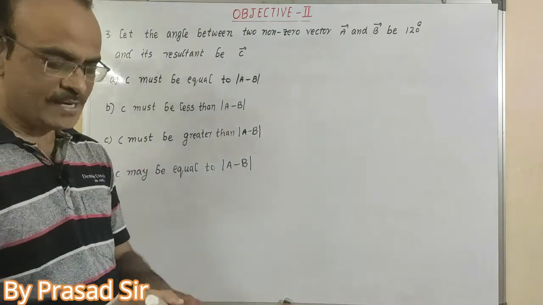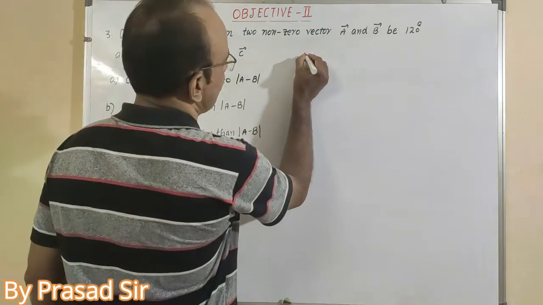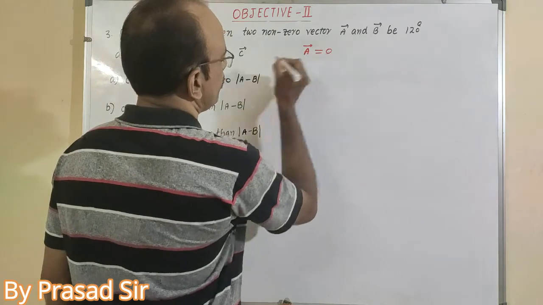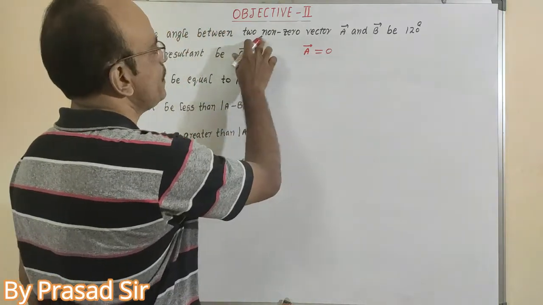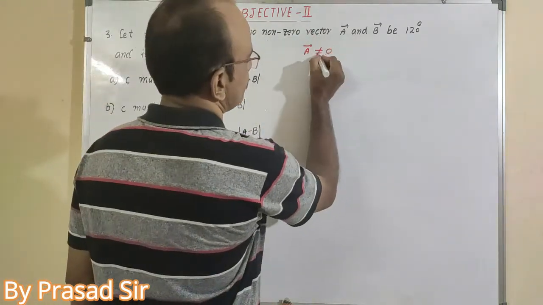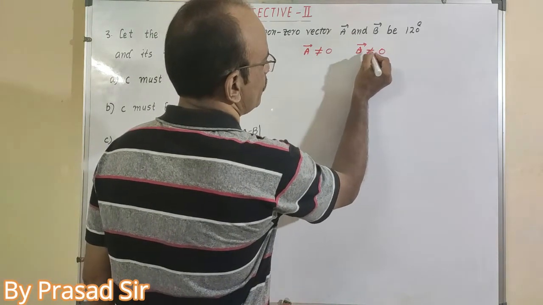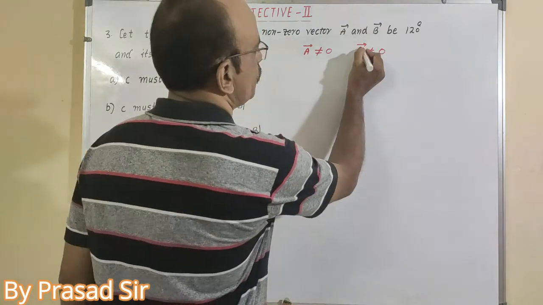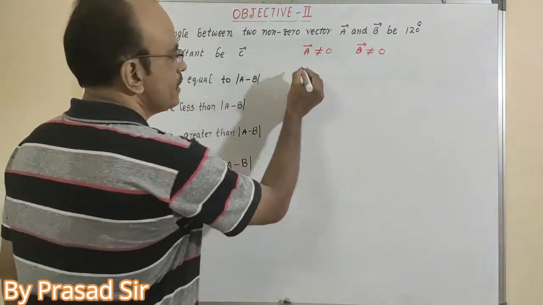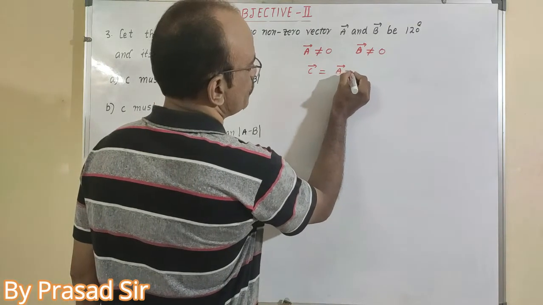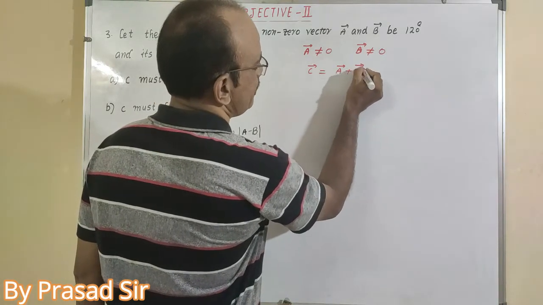To answer this one, first of all, what is given here? A vector not equal to 0. That means the angle is between two non-zero vectors. And B vector is also not equal to 0. Why? Because they are two non-zero vectors. Now, here the given resultant C vector is equal to A vector plus B vector.